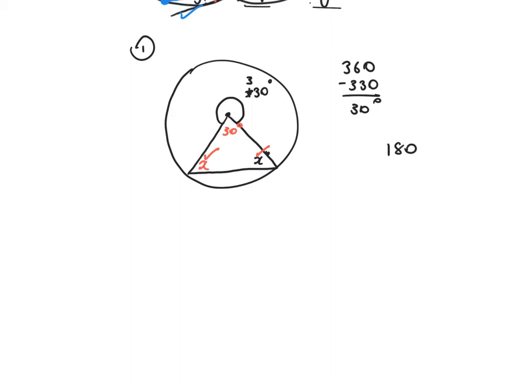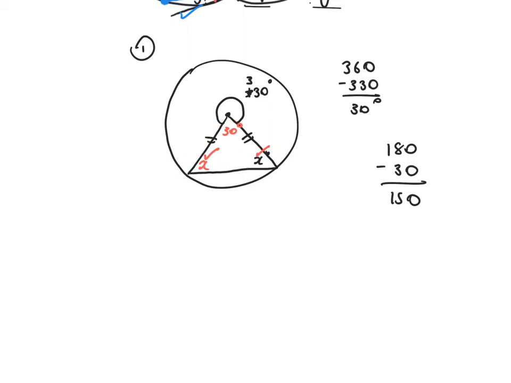So if I do 180 take away 30, that's 150. So I know that both of these angles then must add up to 150. Now the other thing that I know is that they're both the radius, since they both come from the centre of the circle and hit the outer edge. So if that's the radius, that's also the radius. They've got the same length, which means these angles are the same.